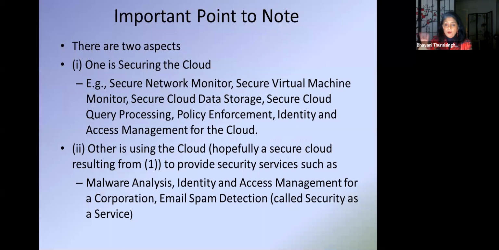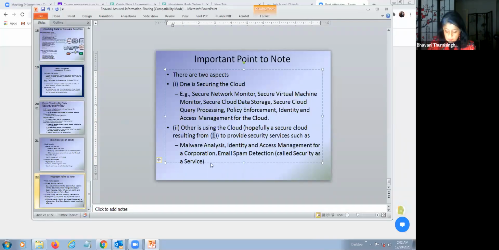Okay, so again, important point to note, there are two aspects. One is securing the cloud, like secure network monitor, secure virtual machine monitor, secure data storage, secure cloud query processing, policy enforcement, identity and access management for the cloud. The other is using the cloud, hopefully a secure cloud resulting from one, right? So to provide security services such as malware analysis, identity and access management for a corporation, email spam detection, and so on. It's called security as a service. So one thing I'm just going to put, resulting from one, and this is secure network, secure virtual network monitor.